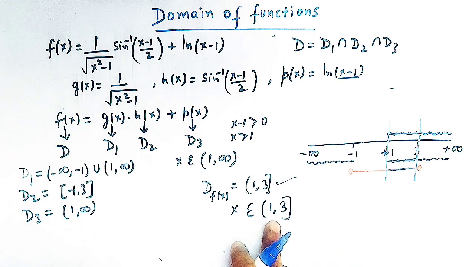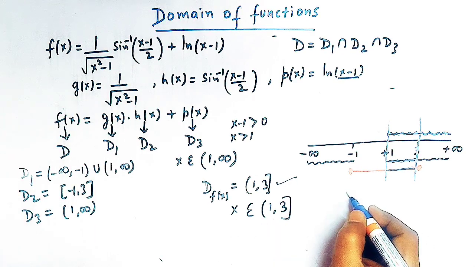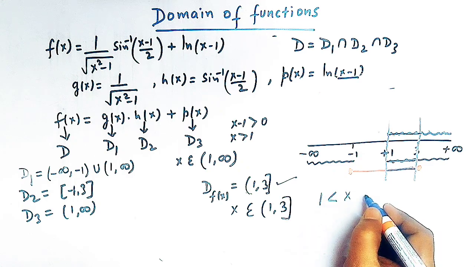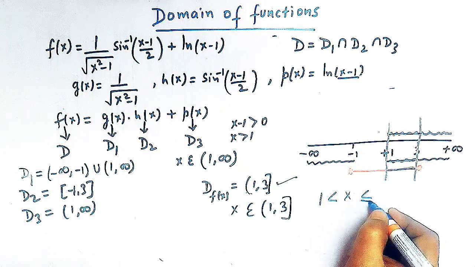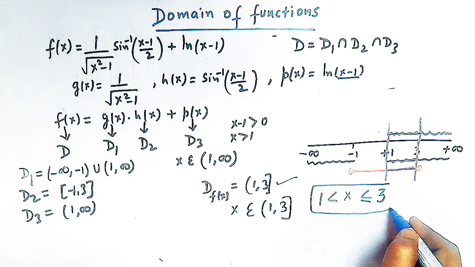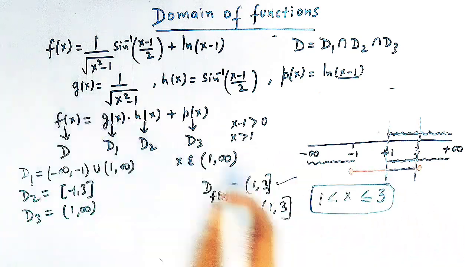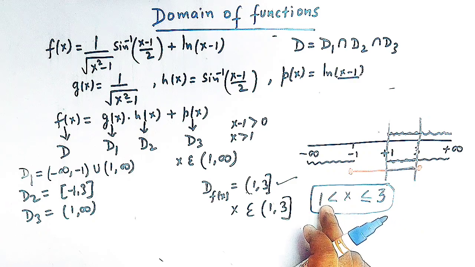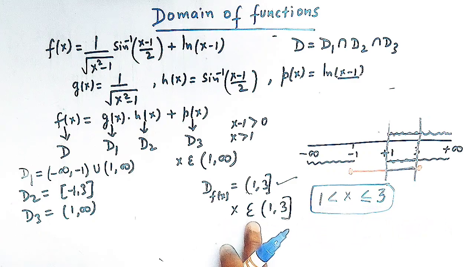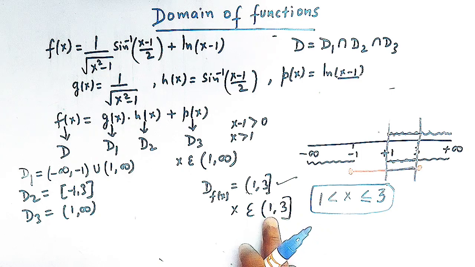So here this interval can also be expressed like this, that is x is greater than 1 but less than or equal to 3. So either we can represent the domain of f of x like this, x greater than 1 but less than or equal to 3, or x belonging to this interval, that is 1 to 3, open from the left and closed from the right.